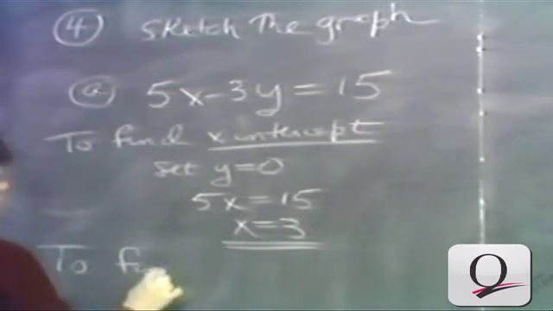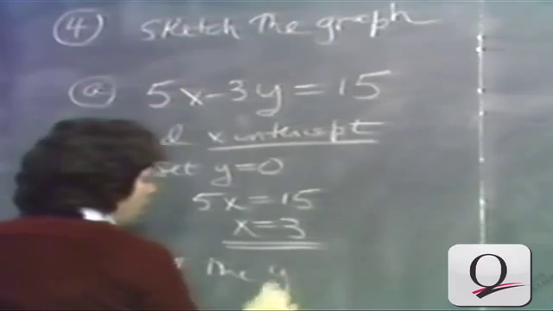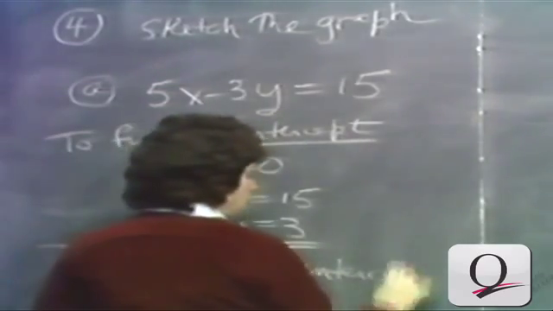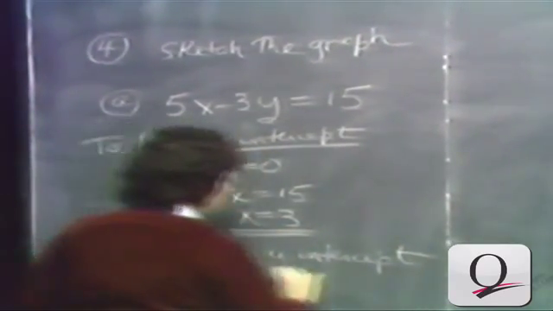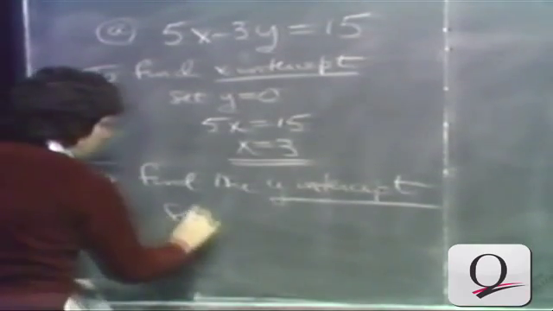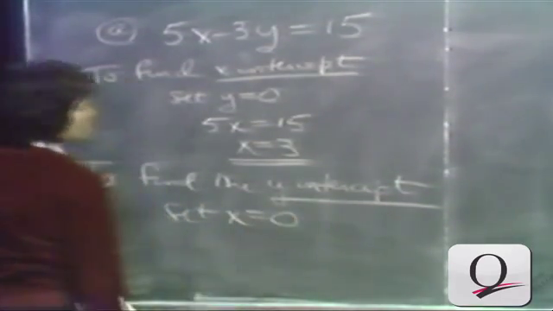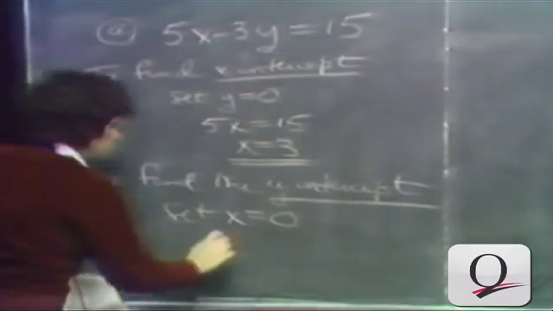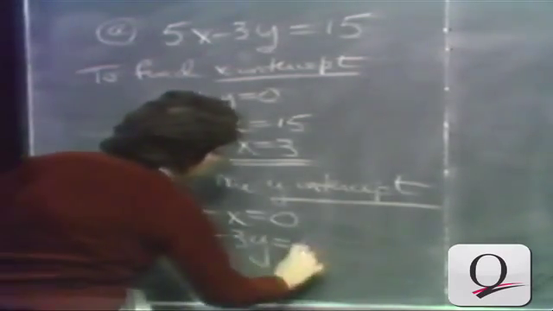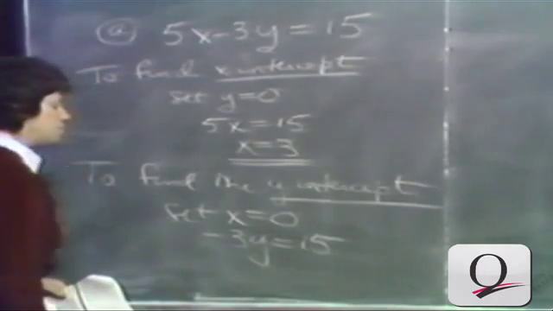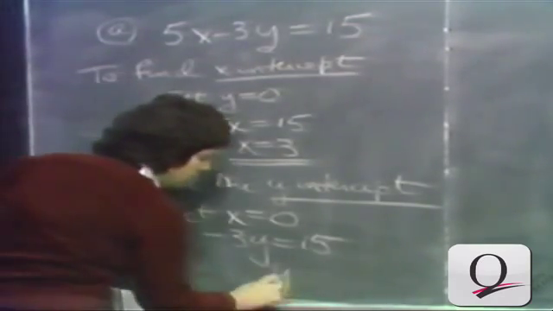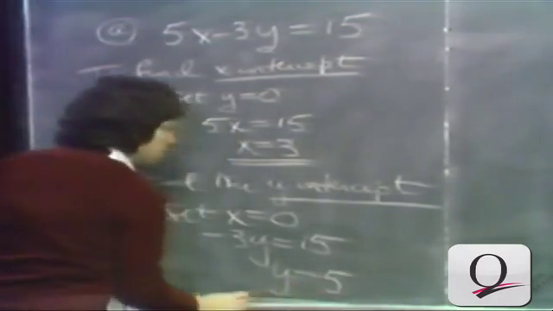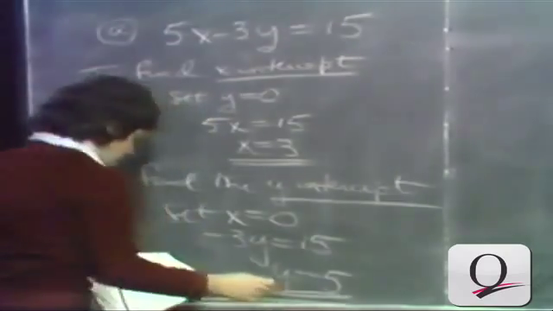And to find the y-intercept, we set x equal to 0. Setting x equal to 0 in the original equation, we get minus 3y equals 15. Dividing by minus 3 on both sides, we get y equals minus 5. So here we have the y-intercept.